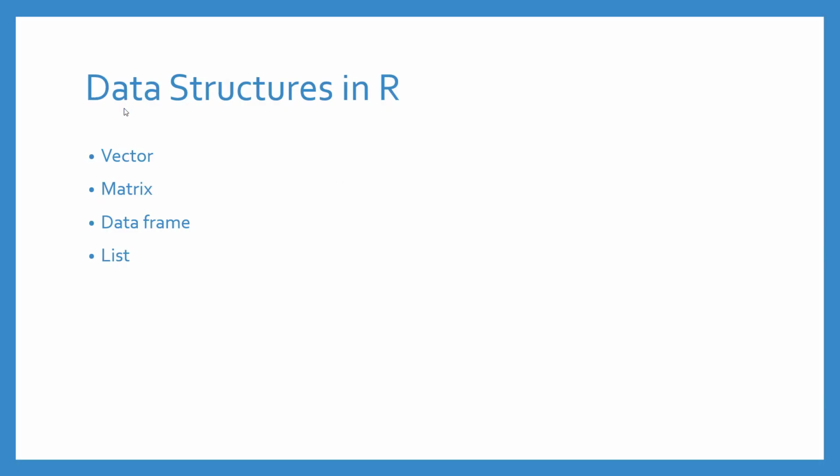In today's video, we are going to talk about data structures in R. So there are different types of data structures in R. And what are data structures? They are different ways of storing data. So in R, we have vectors, matrices, data frames, and lists. And we would have a video on each of these types of data structures, and we would discuss them in detail. So in this video, we are going to start with vectors.